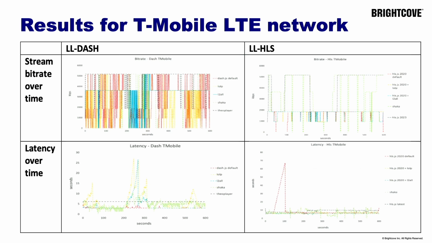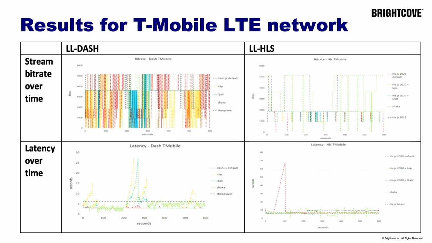Next is the test result. First is the result for the T-Mobile LTE network. We show two important QoE metrics: the live stream bitrate on average over time, and also the live latency over time. We use a bunch of other metrics, but we only show these 2 metrics here.